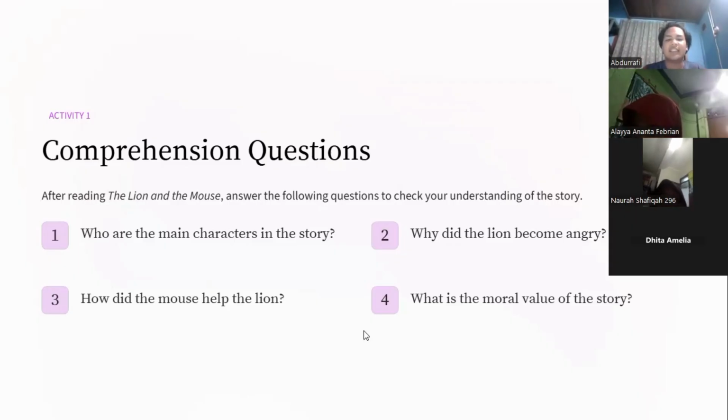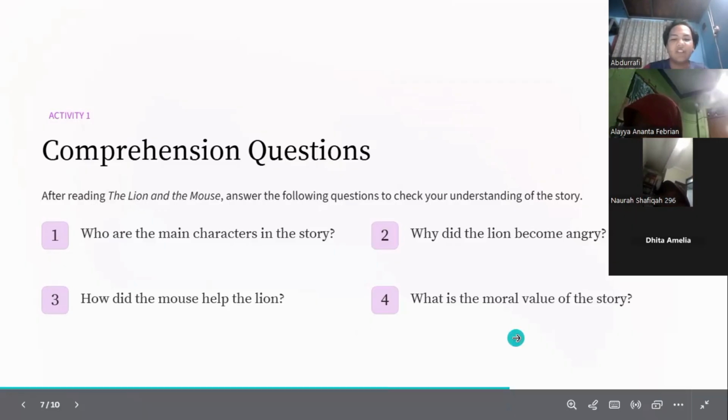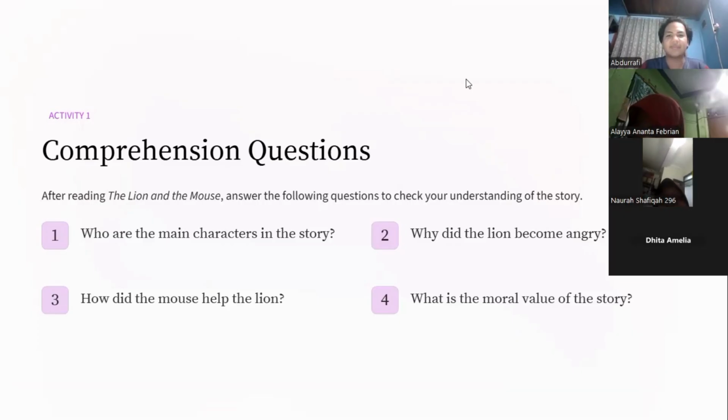Next, the last question, what is the moral value of the story? Can anyone answer it? I want to answer again, Mister. Okay, Dita, please tell me the answer. The moral value is that kindness is never wasted, and even small people can help others. Exactly, correct. Thank you, Dita, for the answer.